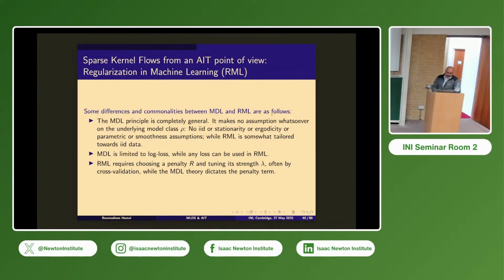As I said, the difference and commonalities is that the MDL principle is completely general. It makes no assumption whatsoever on the underlying model class. So there is no IID assumption, no stationarity, no ergodicity or parametric or smoothness assumptions, while regularization in machine learning is somewhat tailored towards IID data. MDL is limited to log loss, while any loss can be used in regularization in machine learning. Regularization in machine learning requires choosing a penalty R and then tuning its strength lambda, but MDL dictates the penalty term coming directly from kernel complexity.